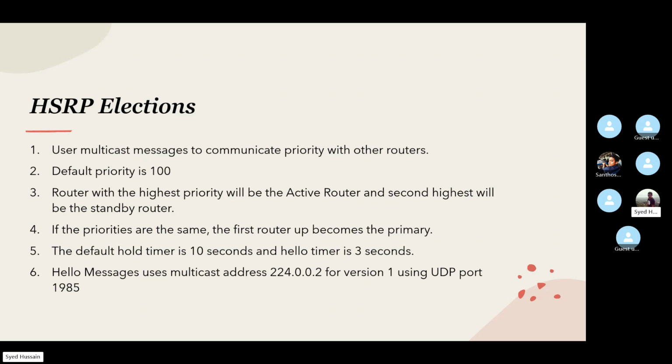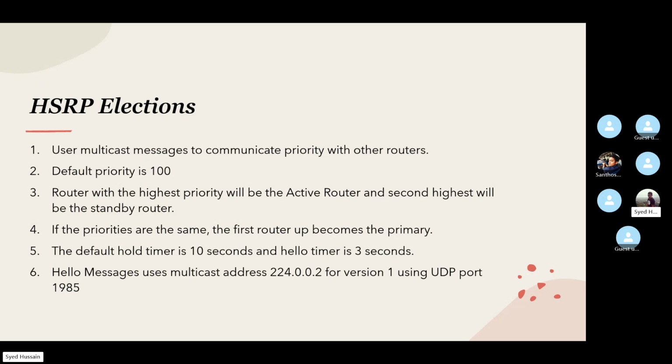For example, if the highest priority active router goes down, then the router with the second highest priority will become the active router, and the other routers will be in standby mode. If the priorities are the same, the first router up becomes the primary. For example, if we have three routers that all have the default priority of 100, whichever router came up first will act as the primary. And here the default hold timer is 100.